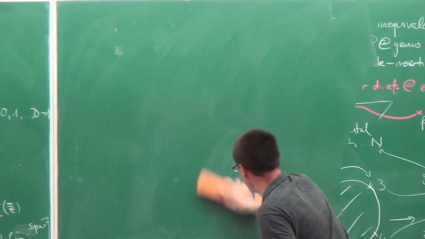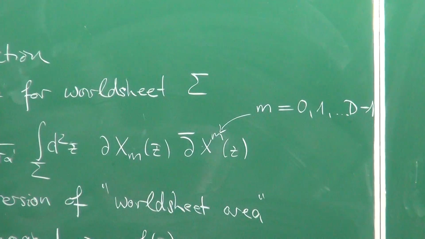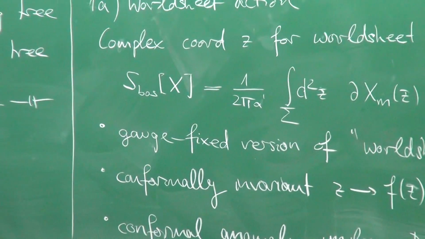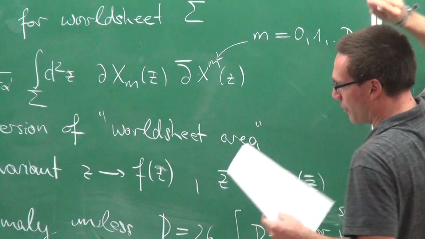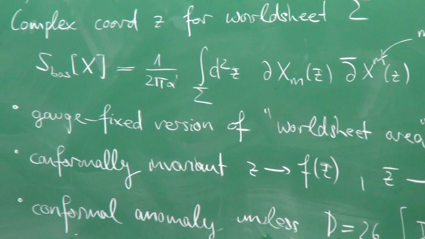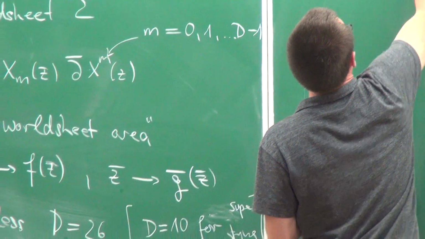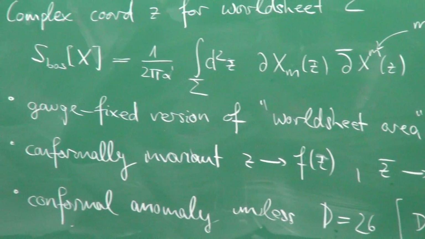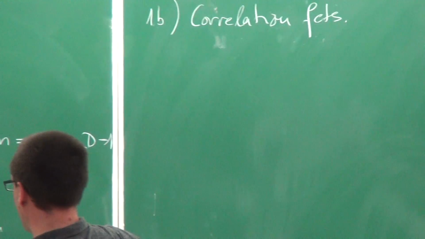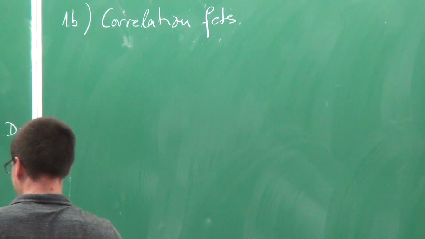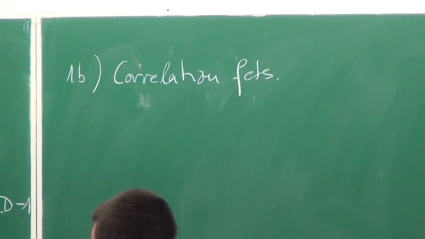We will now use this action to define correlation functions, correlation functions of certain worldsheet fields that model the external state insertions. But before going to the state insertions, let me just do this exercise abstractly of computing correlation functions. Whenever you're given an action and asked to compute correlation functions, the central question will be, what is the kinetic operator and what's its inverse?